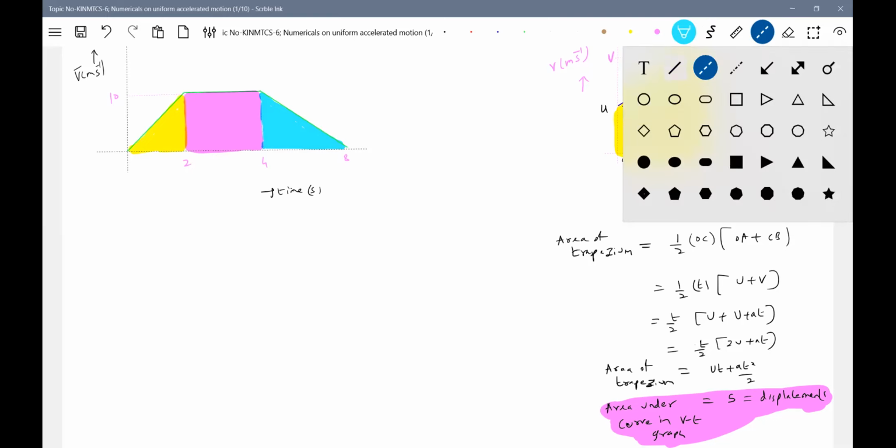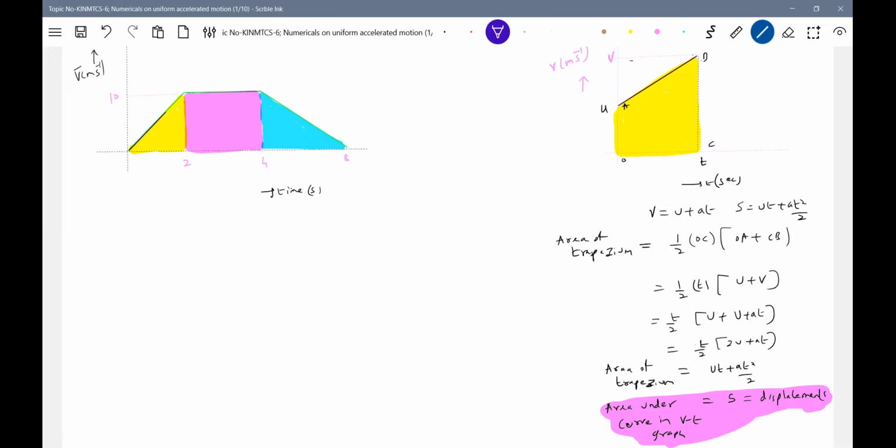Okay, some of it is not visible, you are telling. Okay, I'll make it a thick line. Okay, now.